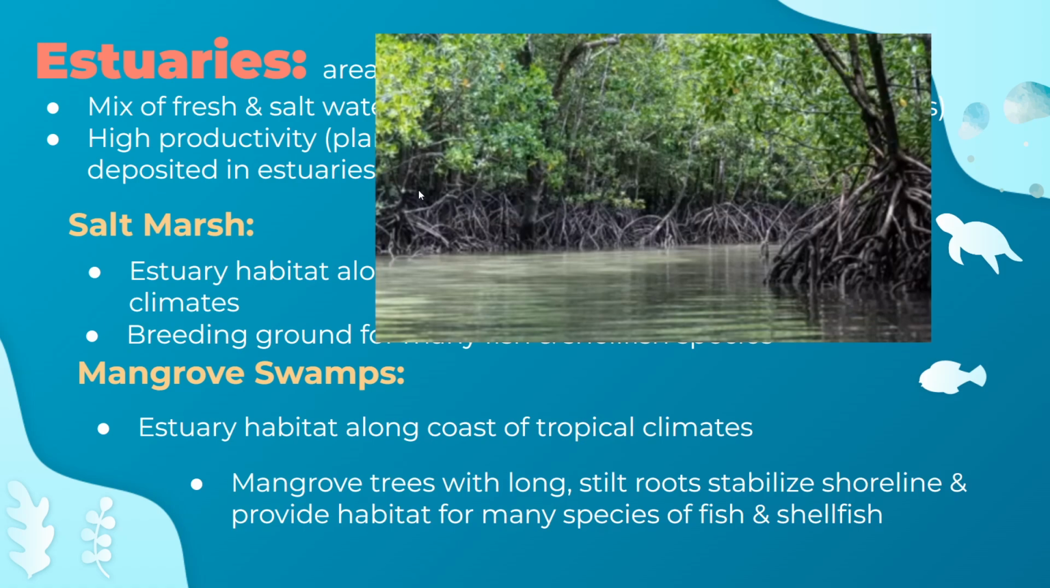Then we have mangroves. Mangroves are really unique habitats in that they're estuaries that are found only in tropical climates. That means it will be a lot warmer and rainier, and the mangrove swamps are characterized by mangrove trees. These are really neat trees that have super long stilted roots. The mangroves you can see here basically sit perched upon these roots, and the roots are really key to this habitat. They are going to stabilize the shoreline, so they are going to anchor the soil in place and protect it from storm surges or really high winds.